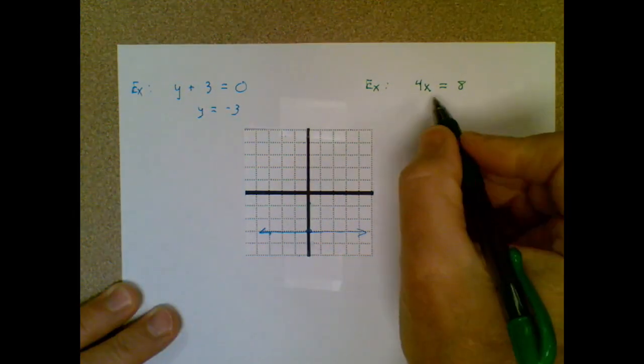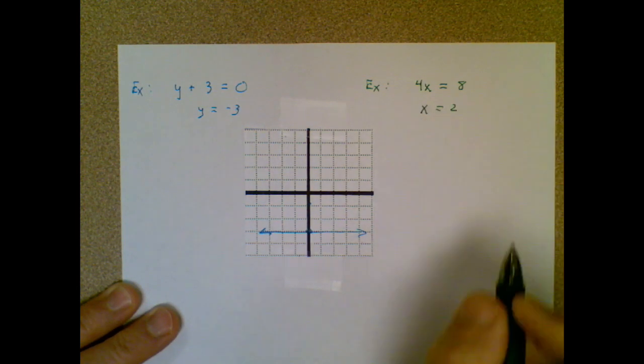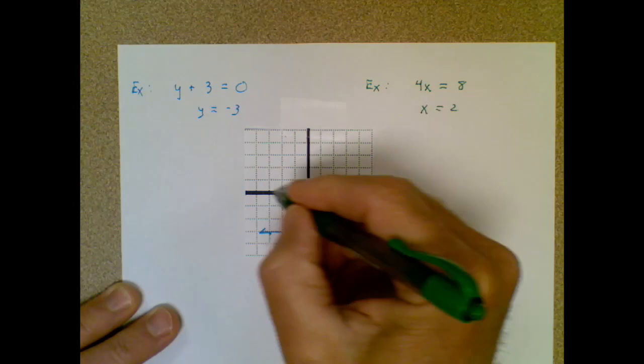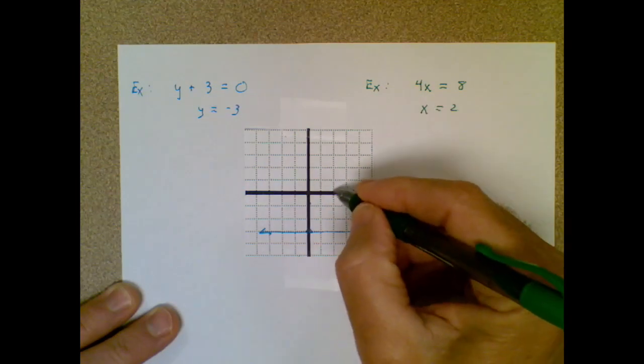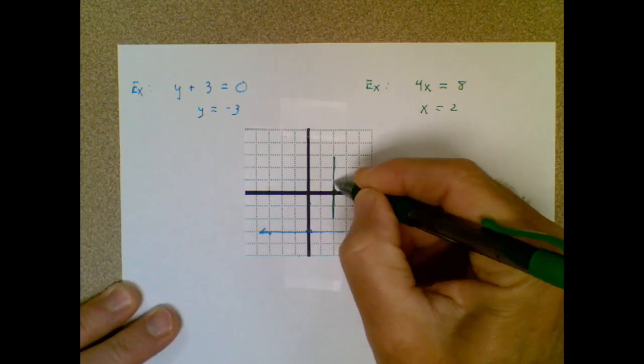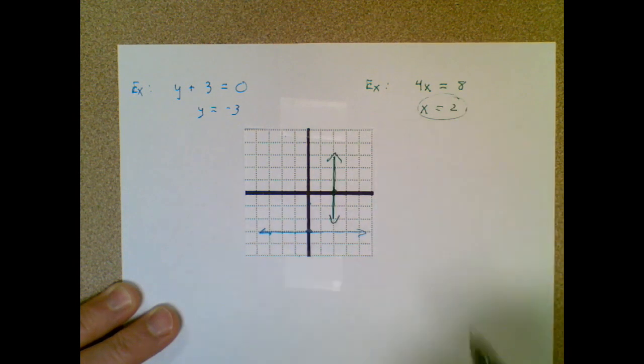In this case, x is not by itself, but if I divide each side by 4, I get x equals 2. This is an x equals line, so I go along the x-axis and find the spot where 2 would be. And I draw this vertical line, and now I have the vertical line x equals 2.